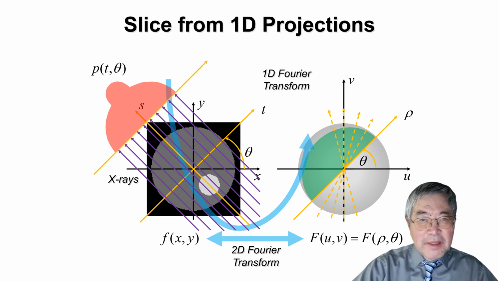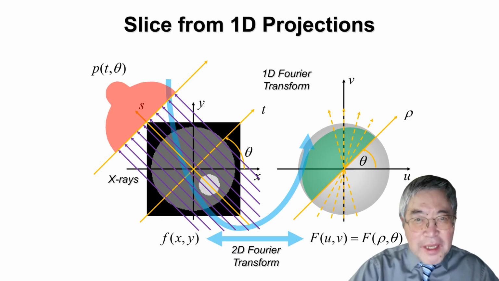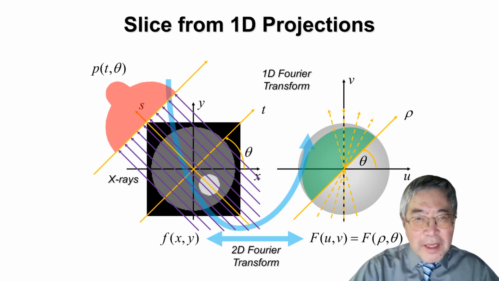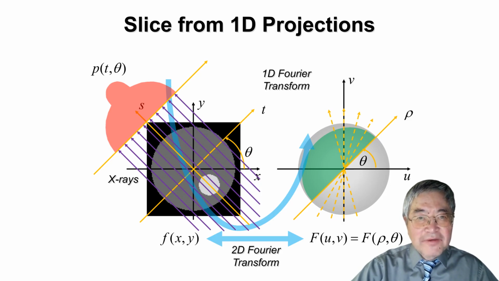To put it simply, the 1D projections we collect represent profiles in the frequency domain. By rotating the data acquisition system, we eventually capture the entire Fourier space. And once we have all the data in the Fourier space, we can apply the inverse Fourier transform to reconstruct the original image. This process connects the data from the physical object to the Fourier spectrum of the underlying image, and from the Fourier spectrum we can reconstruct the original image.